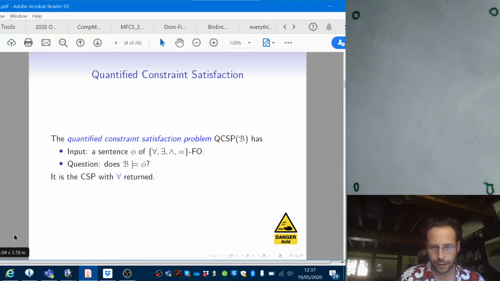So the quantified constraint satisfaction problem is the generalization of the constraint satisfaction problem in its logical formulation by augmenting the logic with the for all quantifier. So now the sentence that we are trying to test on the fixed model has a universal, existential, and an equals. It doesn't actually matter very much for this problem whether you allow equals, because you can propagate out equalities.